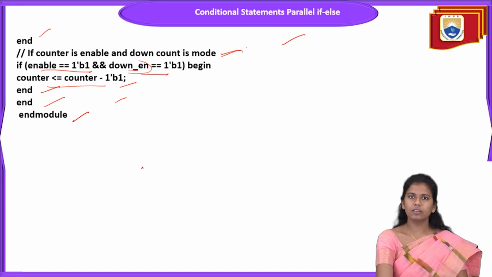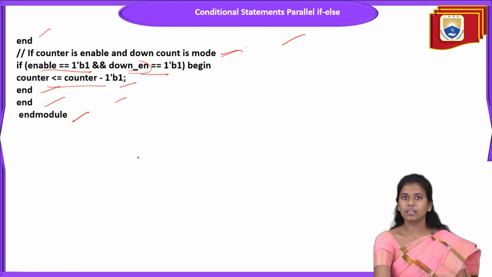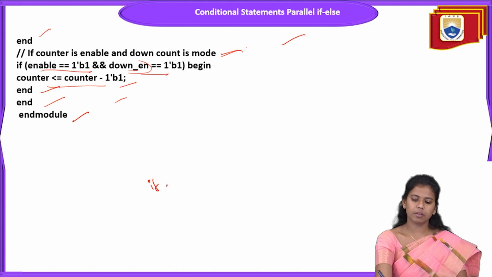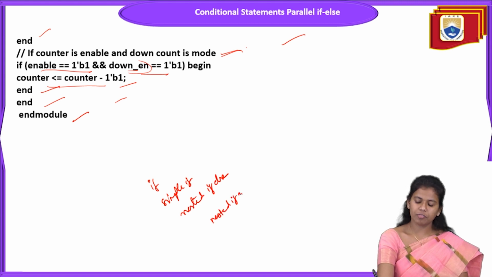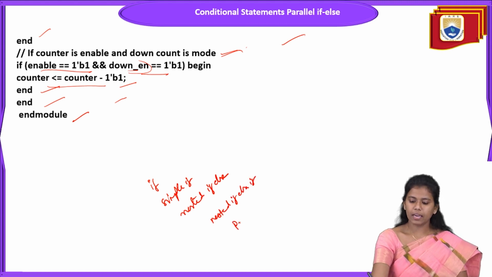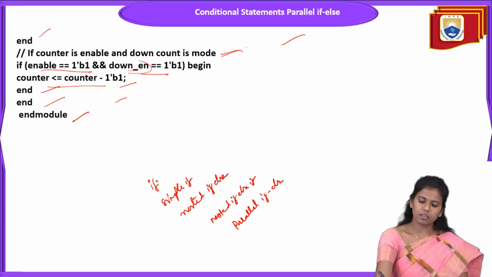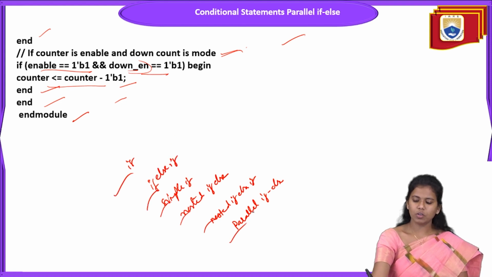Today we learned about the conditional statements: how to write a simple if, and we also discussed the nested if else and nested if else if, and parallel if else. Next, the if condition followed with the if else if. This is what we have discussed.